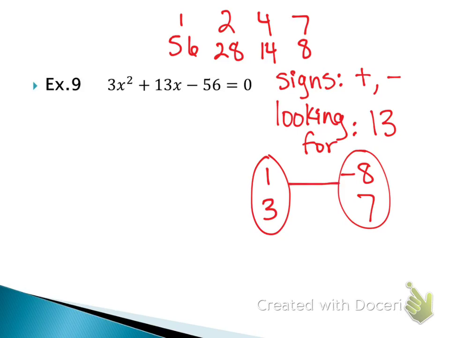When we connect our bubbles, what operation do we do? Multiply. 1 times negative 8, negative 8. 3 times 7, 21. When we combine those, we get 13, which is what we were looking for. So we know we have the correct bubbles. Then we have to use that to write our answer. Not quite our answer, but to write the factored form.